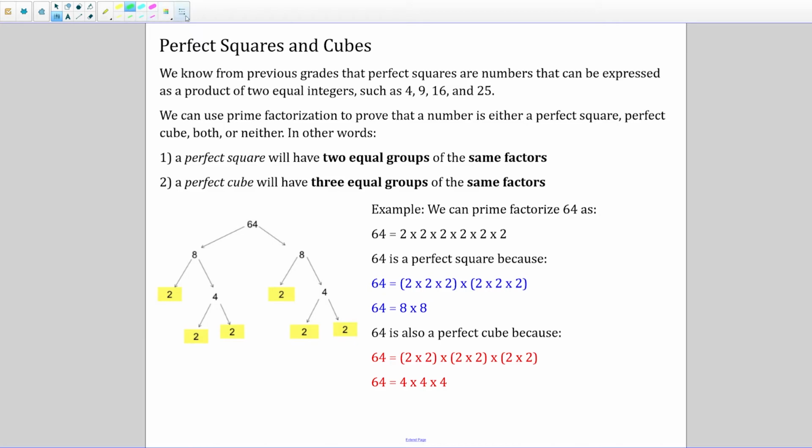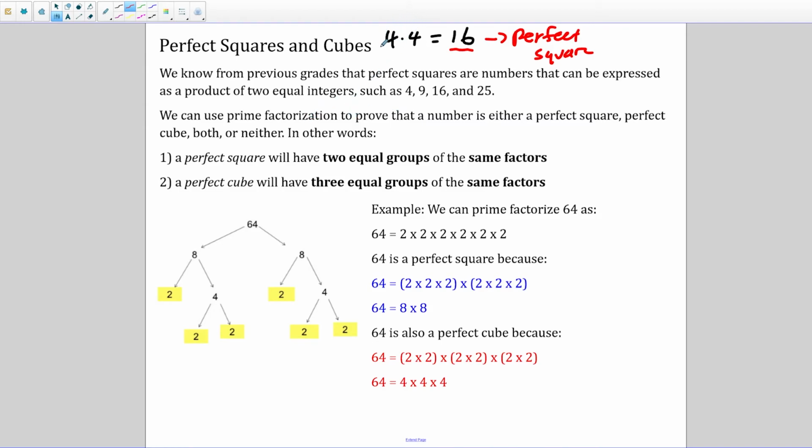In this last portion of AN1, we're going to talk about the idea of perfect squares and cubes. In previous math courses, you might understand that a perfect square means that we're multiplying two of the same number together to give us a perfect square, such as 4 times 4, giving us 16. In this case, 16 is what we would call our perfect square, because we have two of the same numbers multiplying together to give us 16. Now we can actually use prime factorization to prove that a number is either a perfect square, perfect cube, both, or neither.